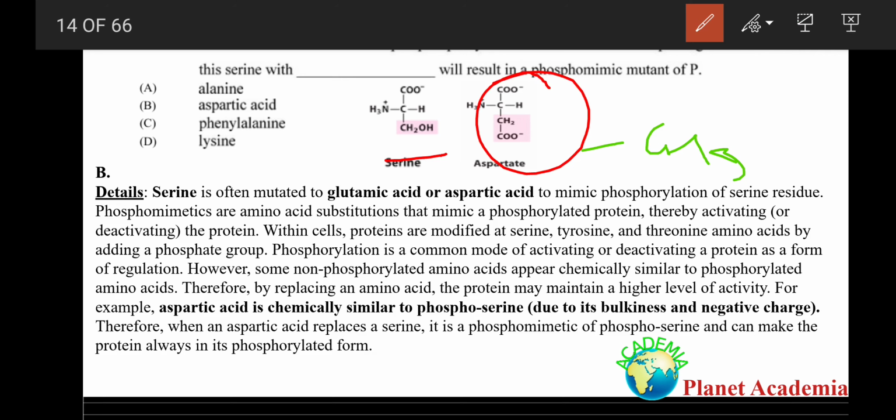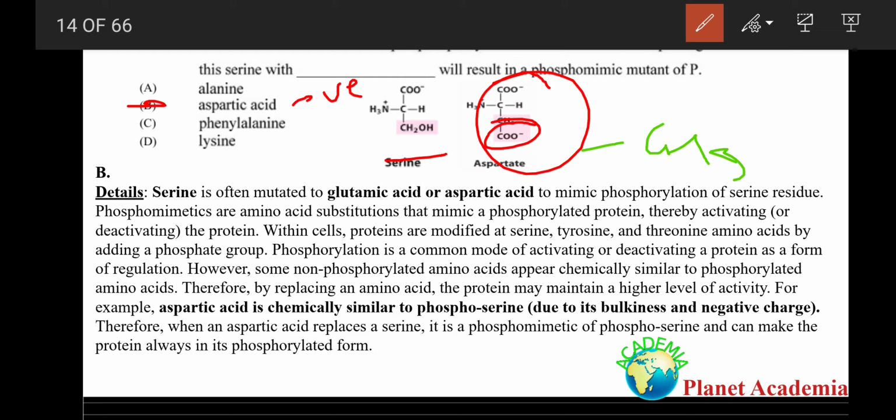We see here the COO minus. Yes, that means this has one negative charge and some bulky group, less bulky, but yes, bulky, so it is similar.